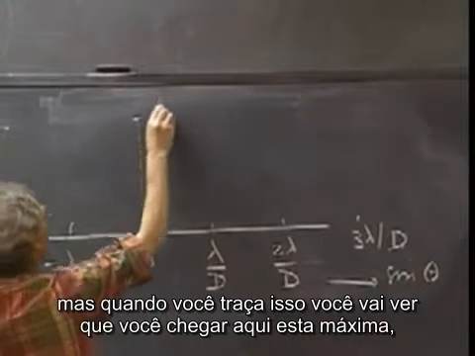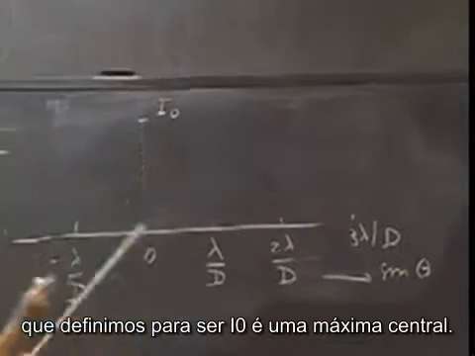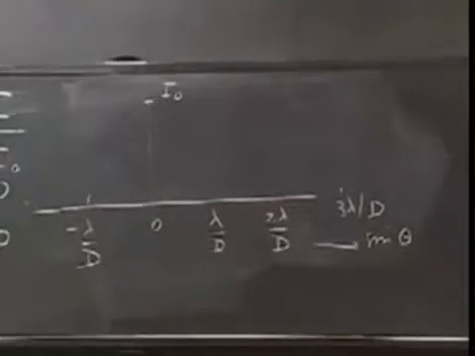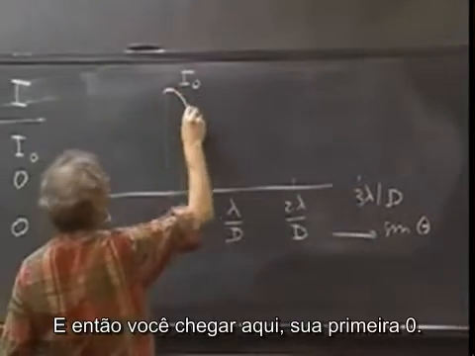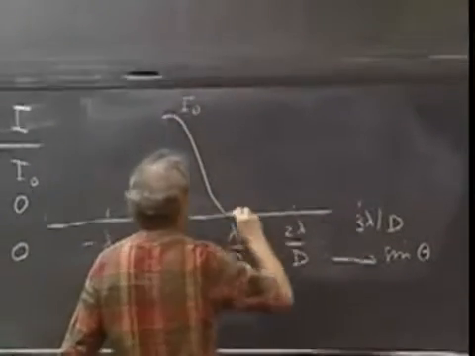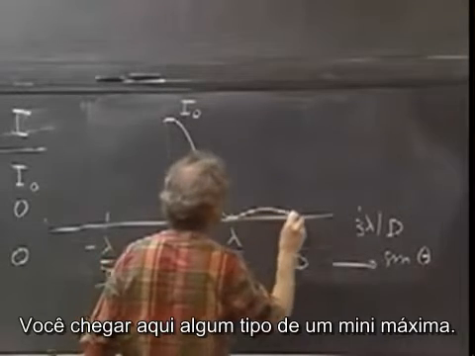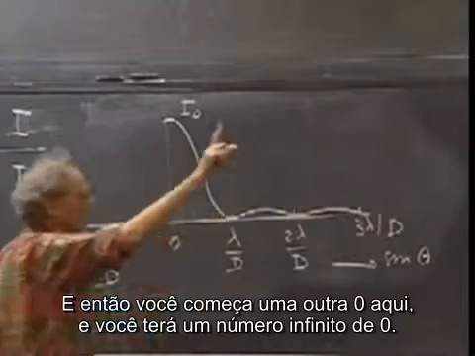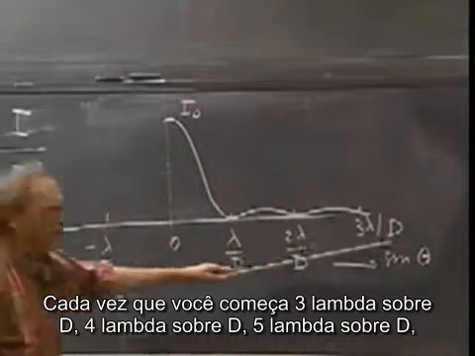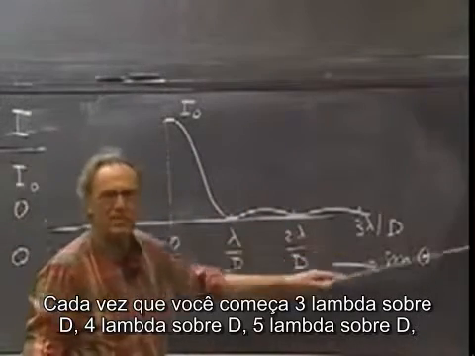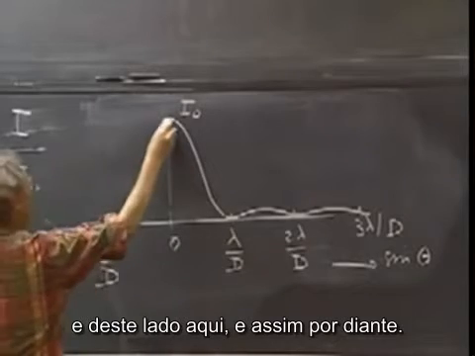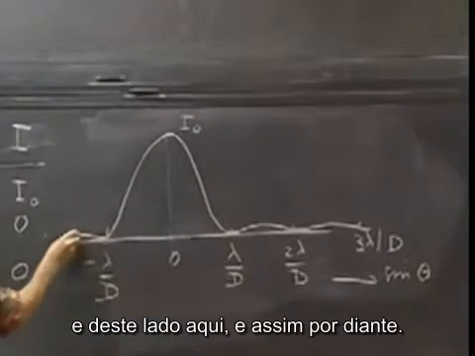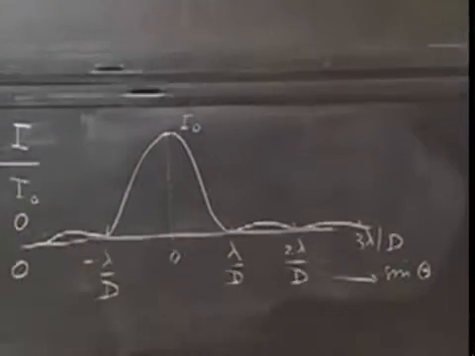You get here this maximum, which we define to be I0, is the central maximum. And then you'll get here your first 0. You get here some kind of a mini maximum. And then you get another 0 here. And you get an infinite number of zeros every time. You get 3 lambda over d, 4 lambda over d, 5 lambda over d. And on this side here. And so on.